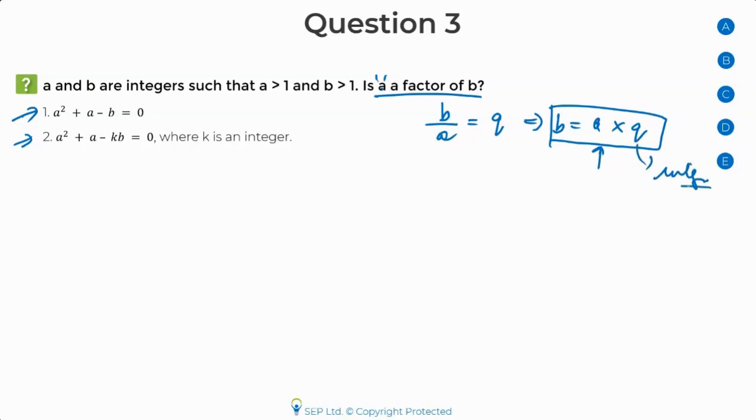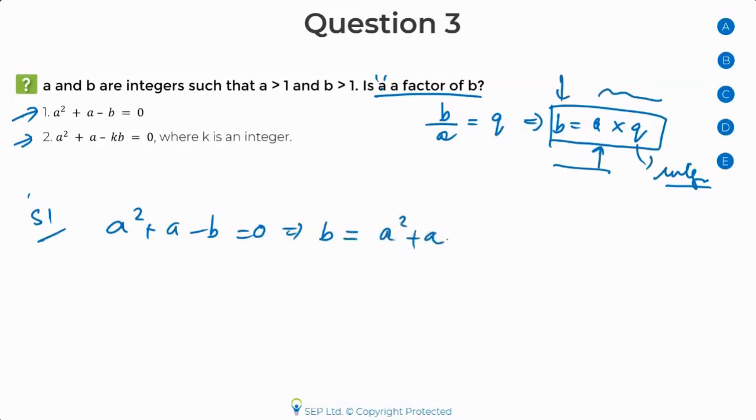Now let's look at the first statement. So we have done our analysis, and this analysis is important. Now first statement is a square plus a minus b is equal to 0. Now I want to keep b on one side and the remaining stuff on the other side. So I'll write it like this. B is equal to a square plus a. And I'm going to take a common out of it because I'm interested in a and b.